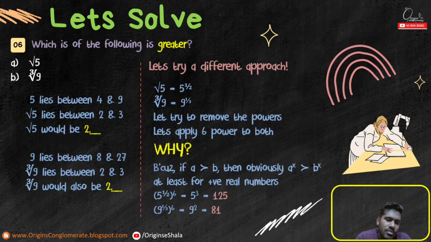Obviously, many of you might be wondering why we had taken 6. Well, because if we look at 5 and 9, you can see the powers are 1 by 2 and 1 by 3. So the LCM of 2 and 3 is 6. That's why we took 6, because it will make it a normal power, easy for us to evaluate. Let's say I had taken 4. Then of course I could have gotten 5 squared. But what about 9? I would be stuck with 9 raised to 4 by 3. I cannot solve that, not at least without a calculator. So this approach is very useful when you just want to compare two different values on the go.